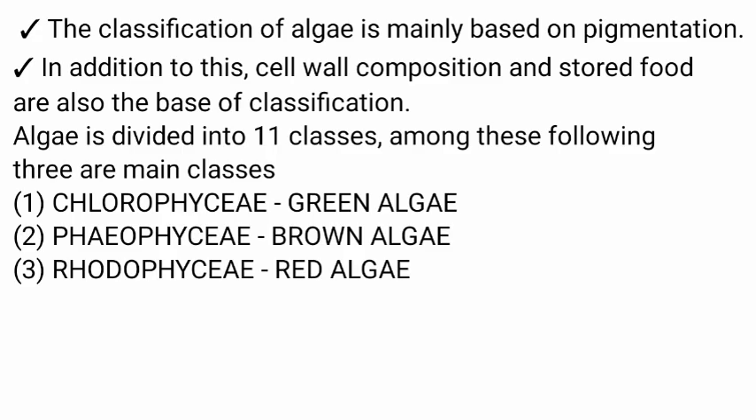The classification of algae is mainly based on pigmentation. In addition to this, cell wall composition and stored food material. Based on this, algae are divided into 11 classes. Among these, the following three are the main classes. Number 1, Chlorophyceae or green algae. Number 2, Phaeophyceae or brown algae. Number 3, Rhodophyceae or red algae.